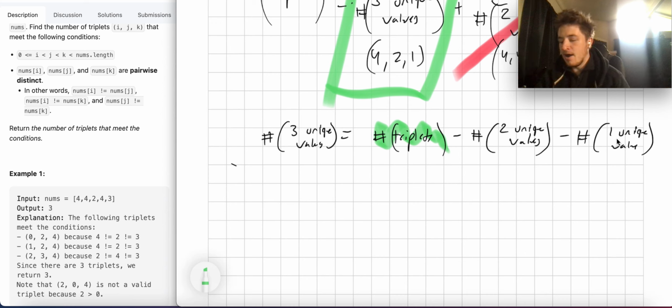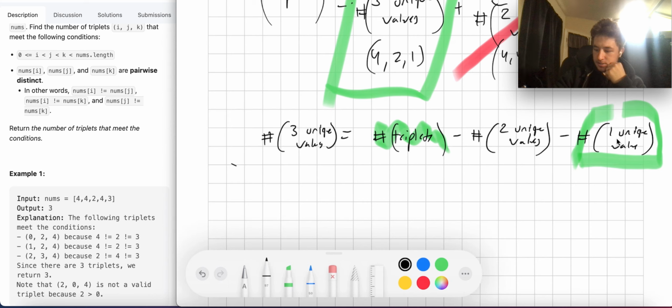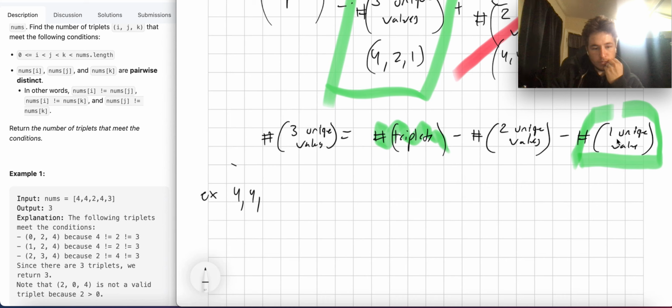So how many, I think this one's a little bit simpler, right? So how many one-unique-value systems are there going to be? Well, if you look at each value, right? Let's look at the example again. So there's example equals 4, 4, 4, 4, 2, 4, 3, right? How many ways can there be a triplet where there's only one unique value?